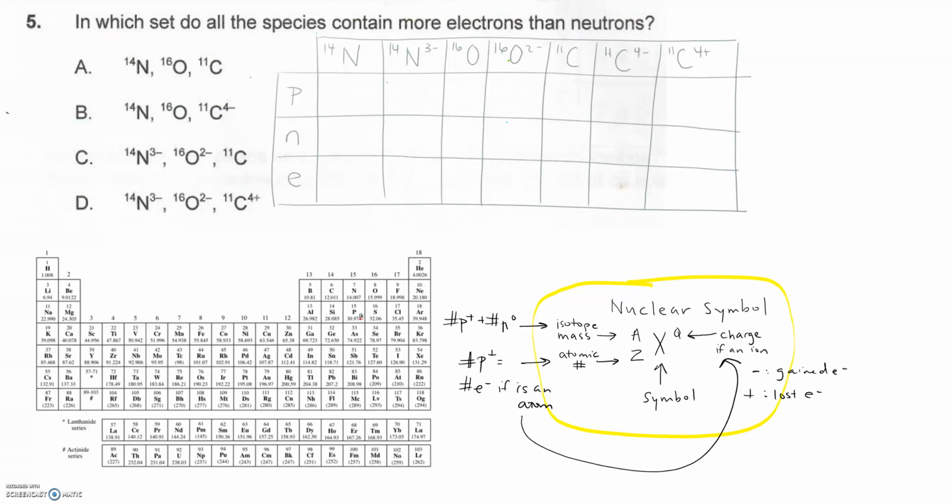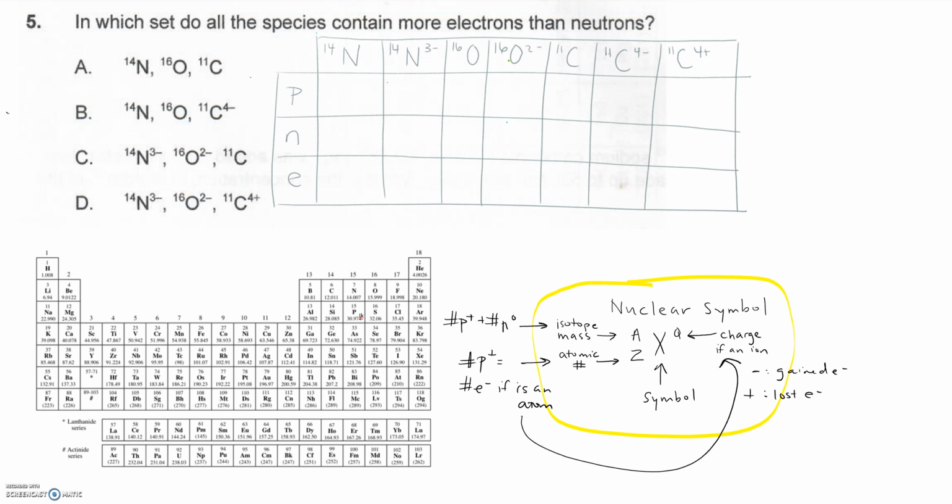This one requires that we look at the nuclear symbol again, which I have down here in the little yellow box. So the nuclear symbol goes A, Z, X, and Q, where A represents the isotope's mass, which would be the number of protons that I have, plus the number of neutrons. The Z represents the atomic number, which equals the number of protons, and if it is an atom, it is also equivalent to the number of electrons.